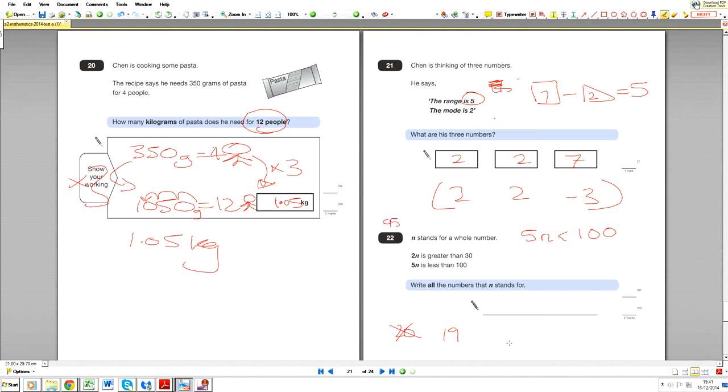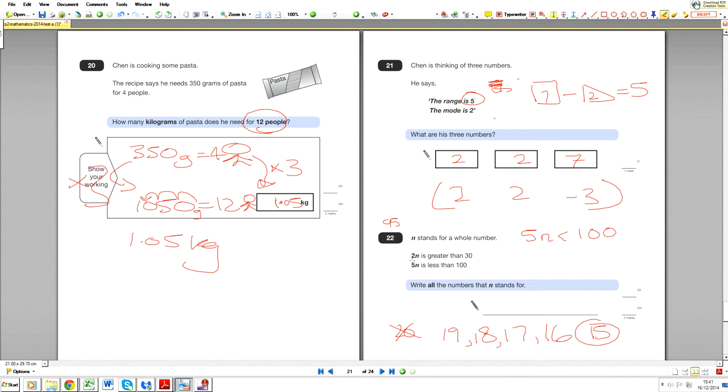Okay. Now, what about 18? Can we use 18 in there? If you put 18 in there, will that give you an answer that's less than 100? Yes. What about 17? Yes. And 16? Yes. Now, 15. Before we say yes, let's think. 5 times by 15 is less than 100.